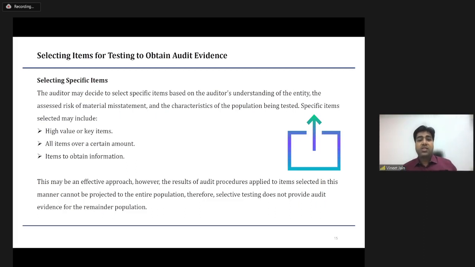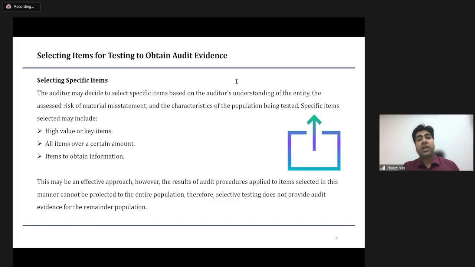So the results of audit procedures applied to items selected in this manner cannot be projected to the entire population, and therefore selective testing does not provide audit evidence for the remainder population. So it will only be for the population which has been selected, and that audit evidence cannot vouch for the items which have not been selected or have been left out.